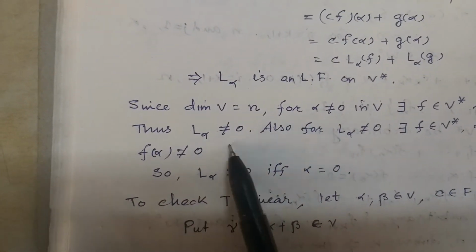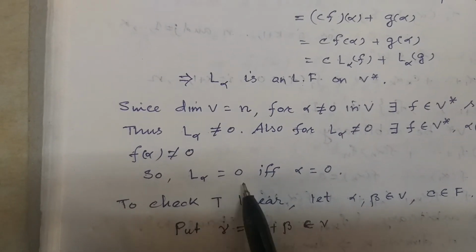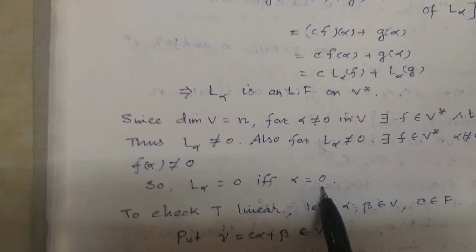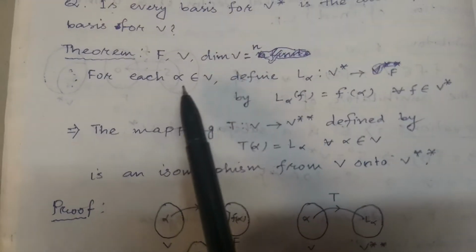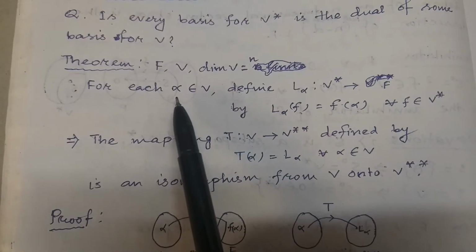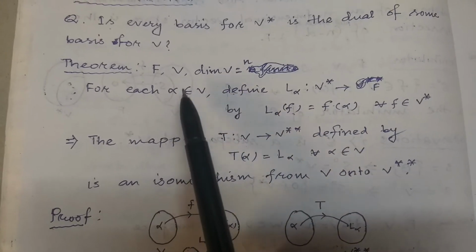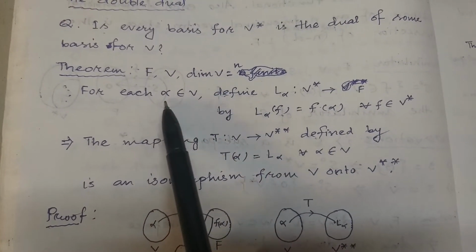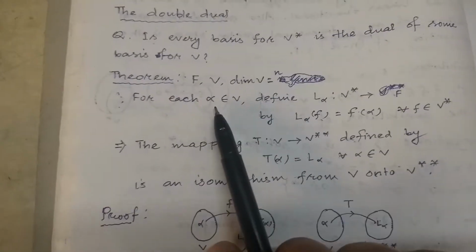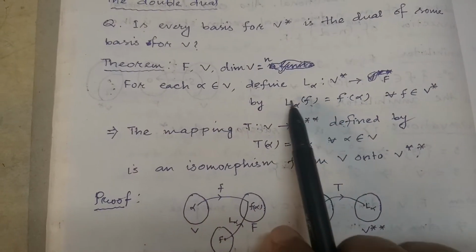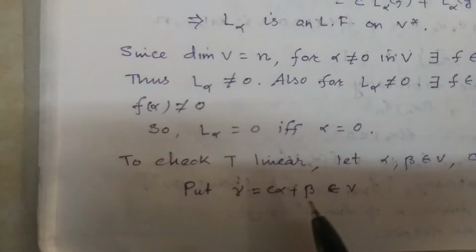So from here we get L alpha equal to 0 if and only if alpha equal to 0, because L alpha is constructed depending on alpha. For each alpha, we get a linear functional. Clear? And if this alpha is a non-zero quantity, L alpha will be a non-zero functional. That is the if and only if condition.